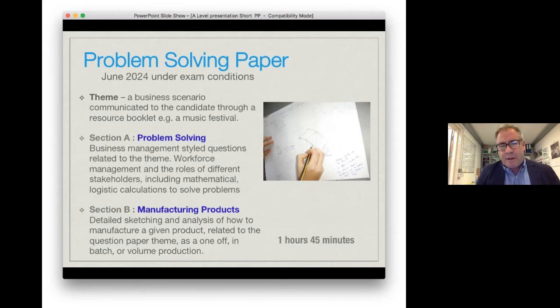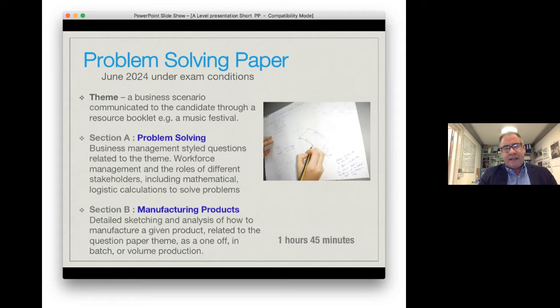Now, the problem-solving paper, as I said, is business orientated. So this will be new, and we will make sure that you are well versed in the sort of business studies approach. But it does give you a feather in your cap, if you like, as well as the DT.